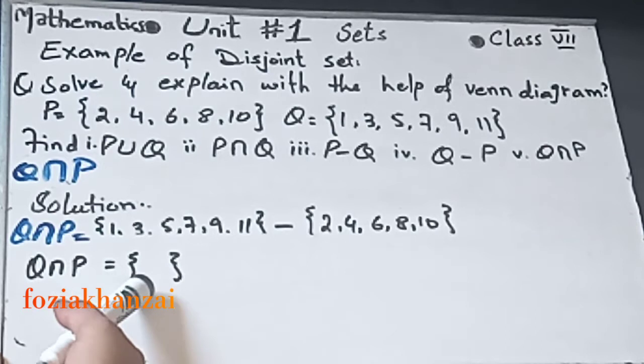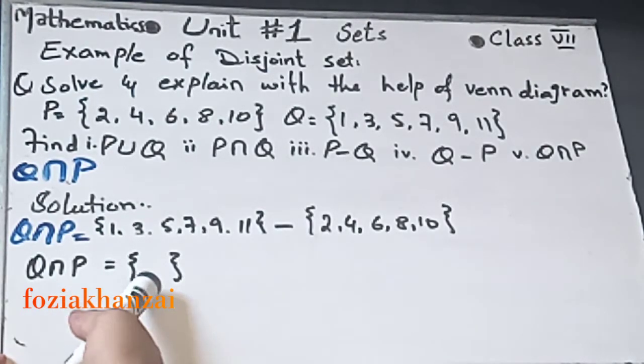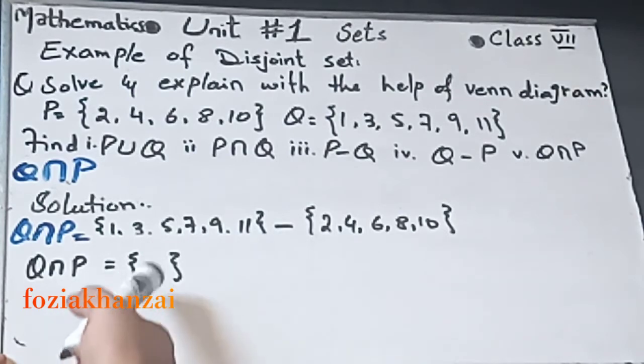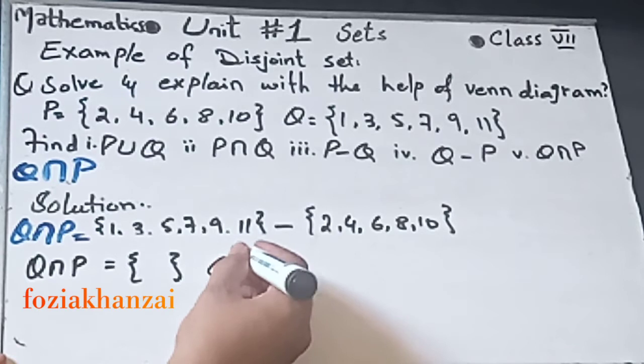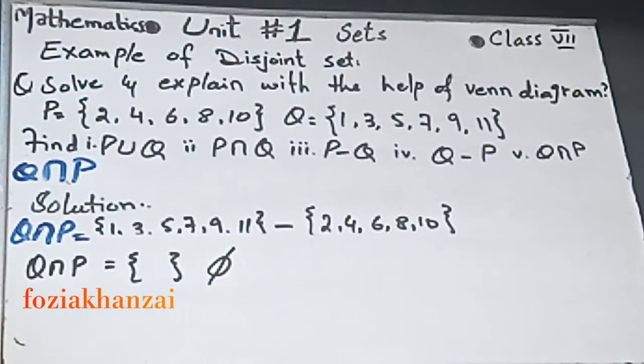Without element, it's a set, but without element, without member, without number. So it shows it's an empty set, null set. What's the symbol of the null set? Clear?